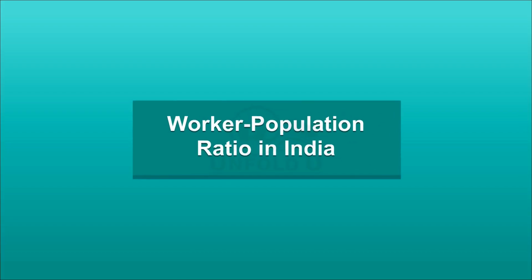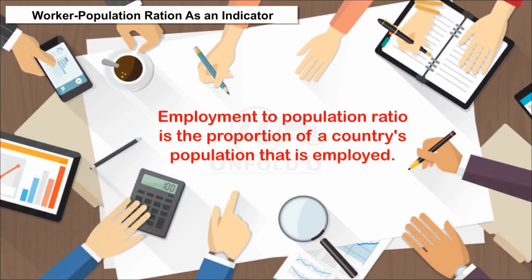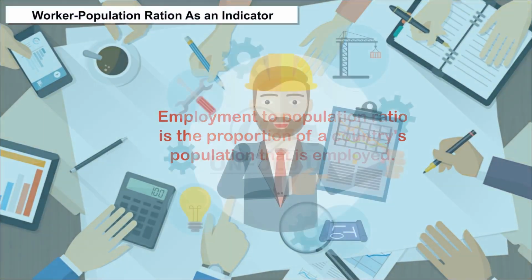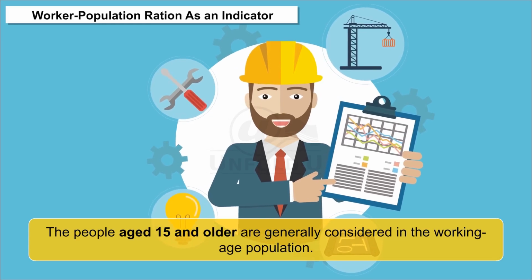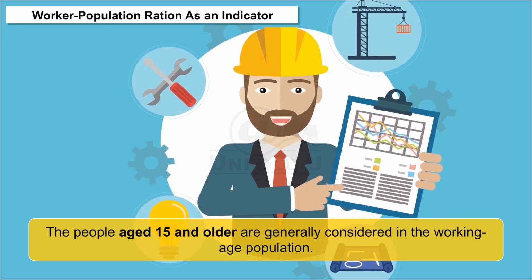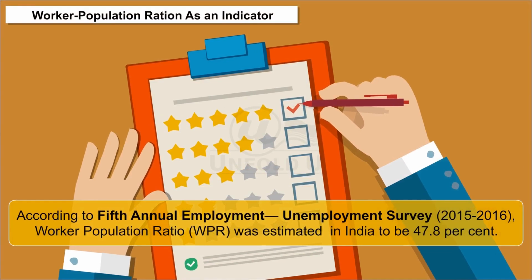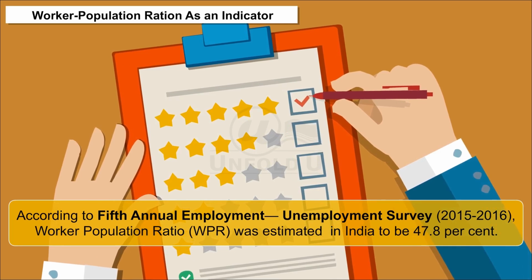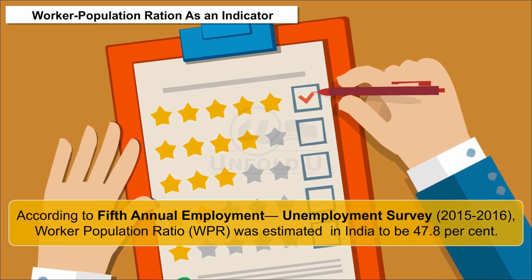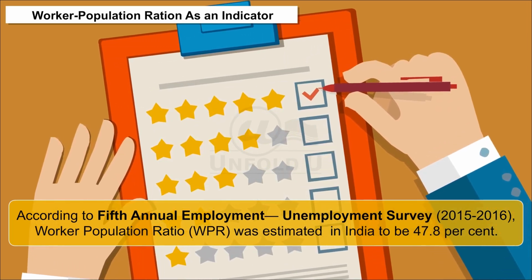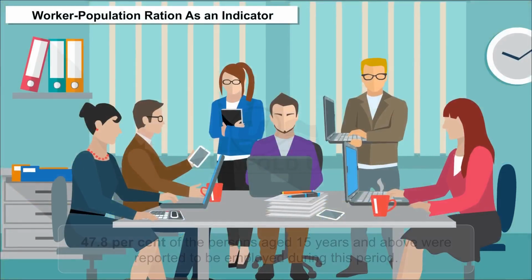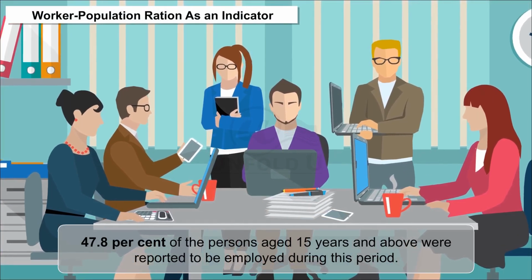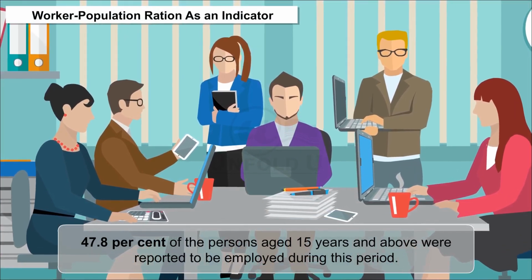Workers' population ratio in India. Employment to population ratio is the proportion of a country's population that is employed. The people aged 15 and older are generally considered the working age population. According to the 5th Annual Employment-Unemployment Survey 2015-16, the worker population ratio, WPR, was estimated in India to be 47.8%. Thus, 47.8% of the persons aged 15 years and above were reported to be employed during this period.